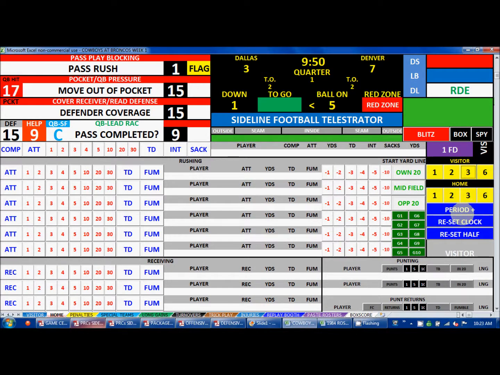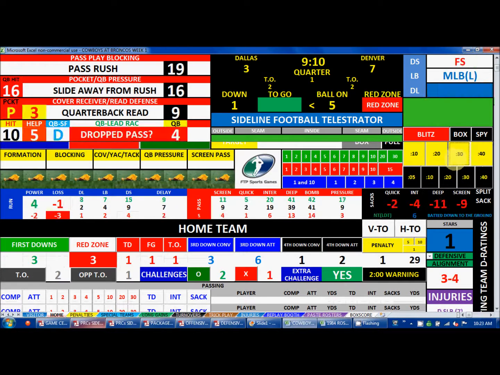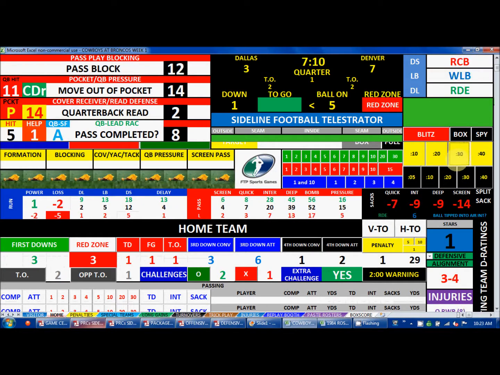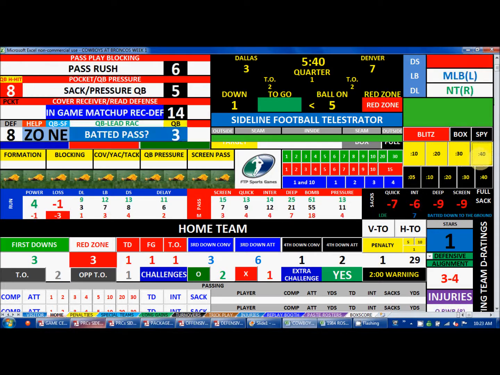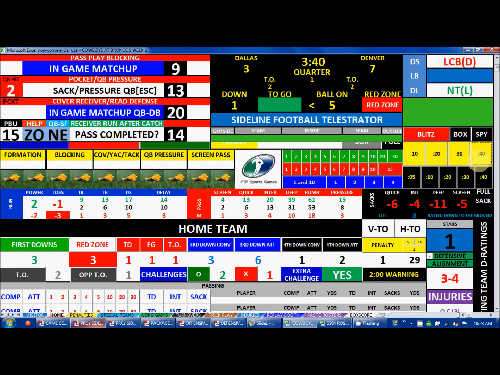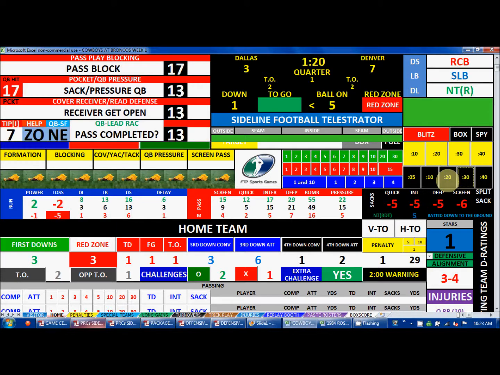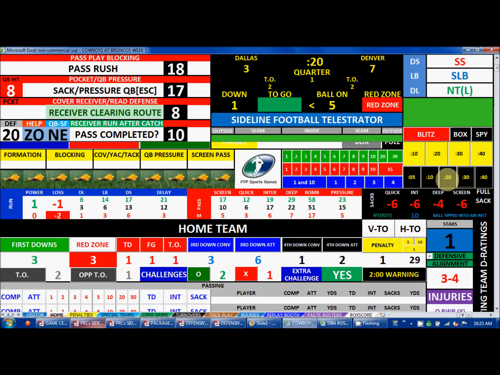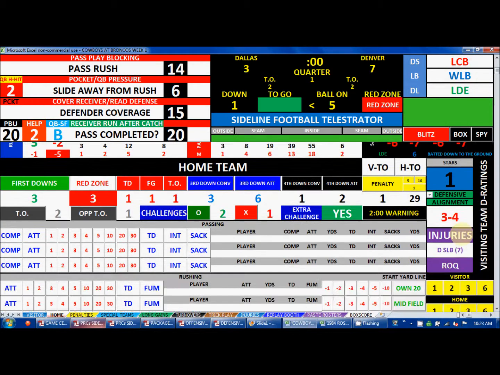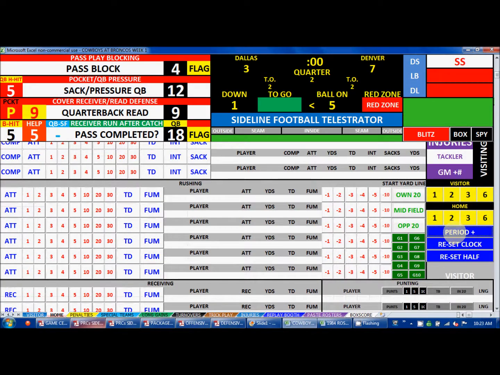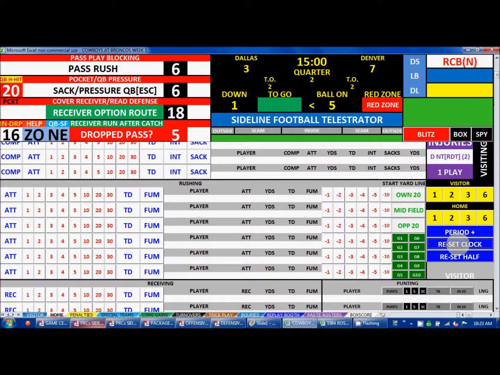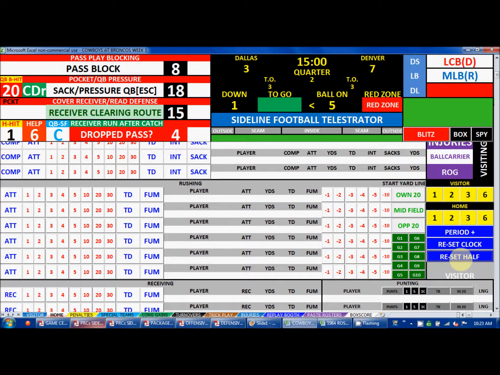So say we make it to the end of the period, keep winding the clock down. Now we're under 2 minutes, so use the black buttons instead. Make it all the way down. The period's over. Hit the period plus, it bumps it to the next quarter, and then reset the clock. Once you reach halftime, hit reset half, and it returns the amount of timeouts to each team.